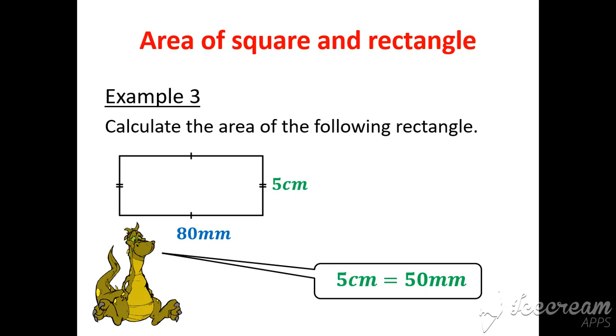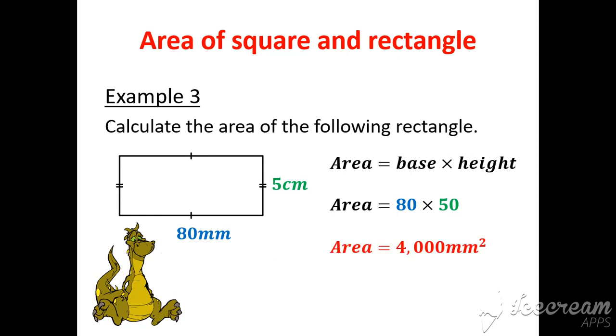So we could work in millimeters, and we can go area is base times height, which is 80 on the base and 50, because that's the height in millimeters, and that gives 4,000 millimeters squared. 4,000 millimeters squared. That's the area of that rectangle.